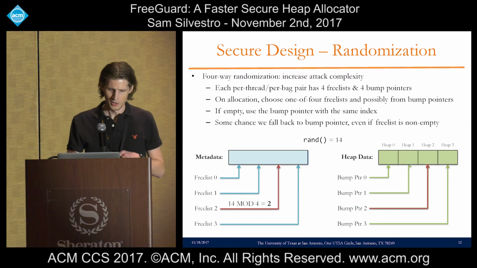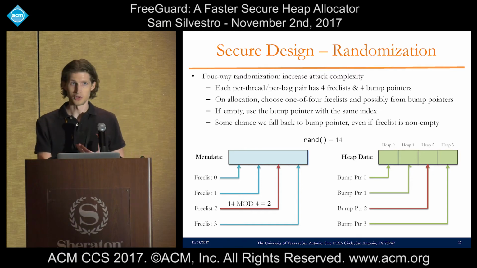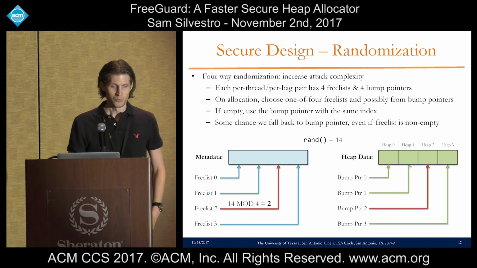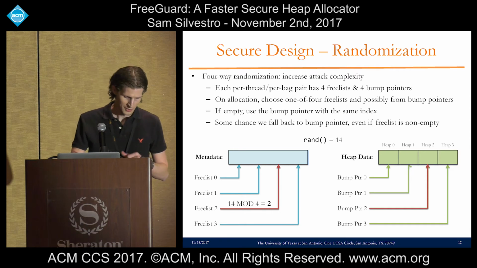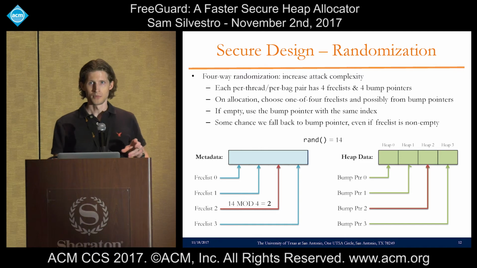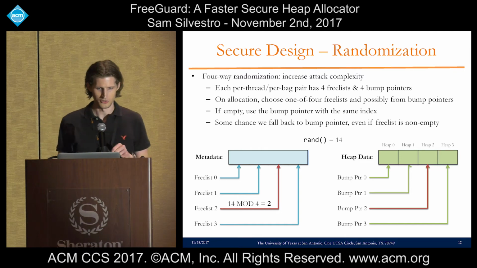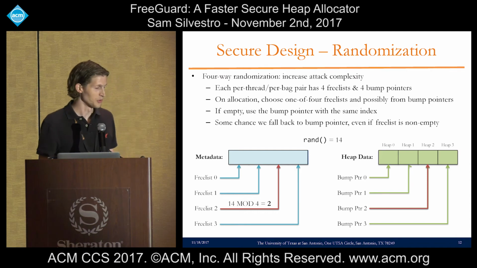Next is randomization. So all existing secure allocators provide randomization, and that's designed to increase the complexity of attack. We also provide randomization, but differently, we provide four-way randomization. So what that means is each per thread, per bag pair has 4 free lists and 4 bump pointers. And on allocation, we choose between those 4 free lists or bump pointers to satisfy that request. So for example, we'll generate a random number, let's say 14. We'll take 14 modulo 4, which selects free list 2.